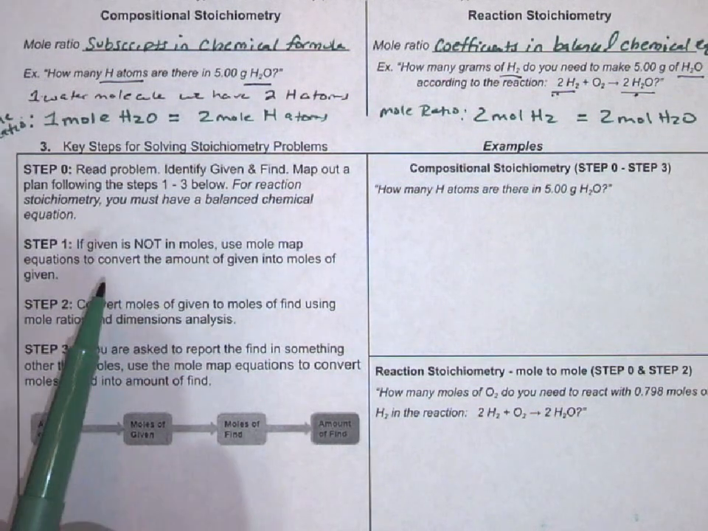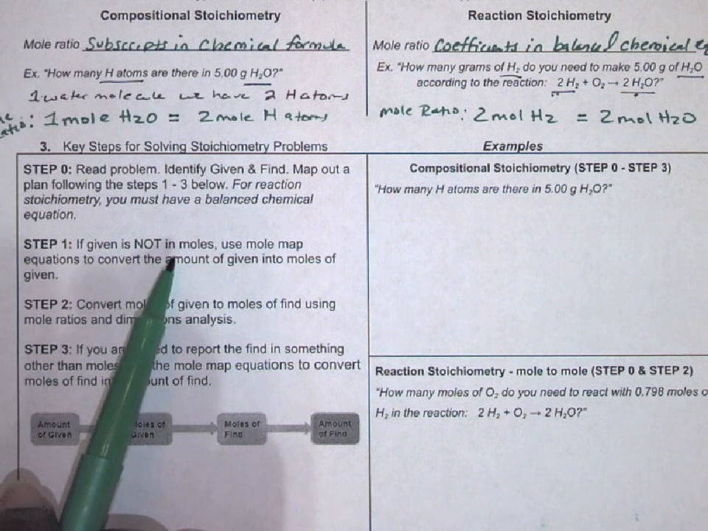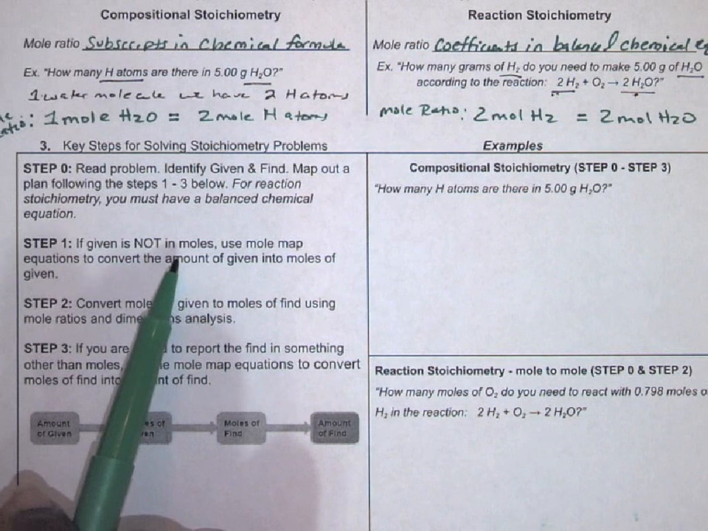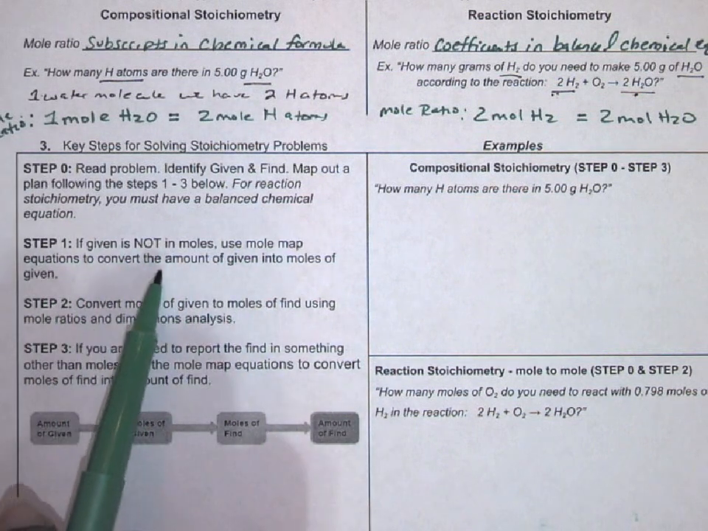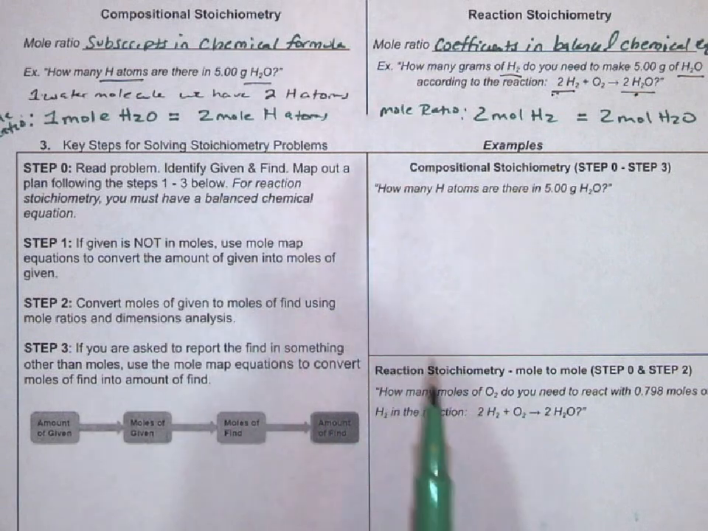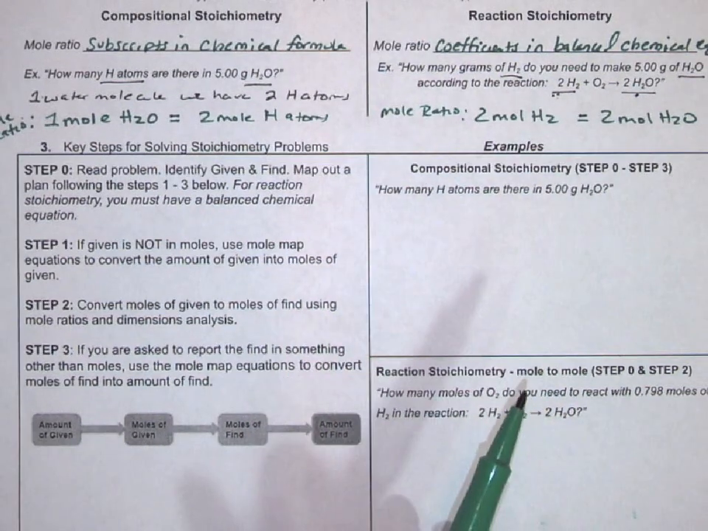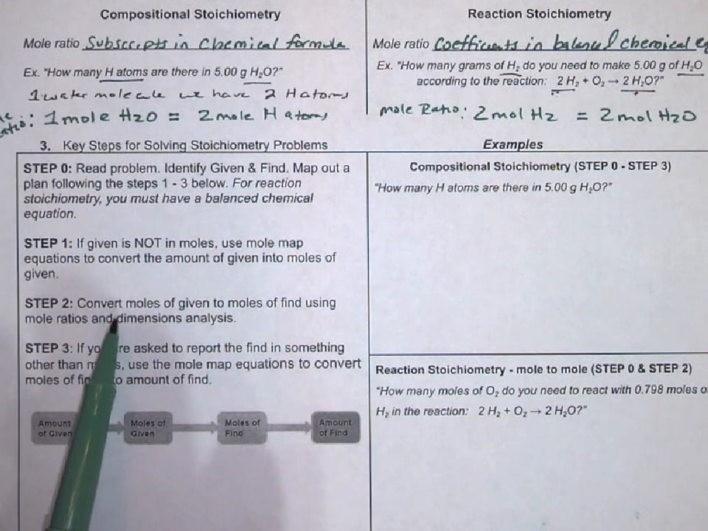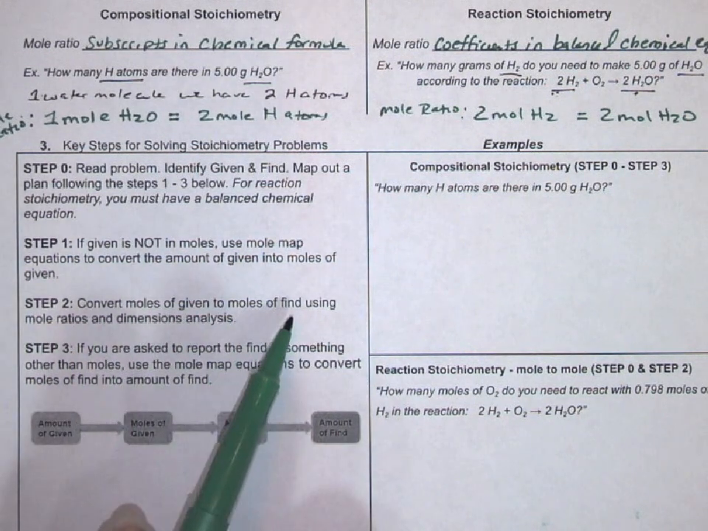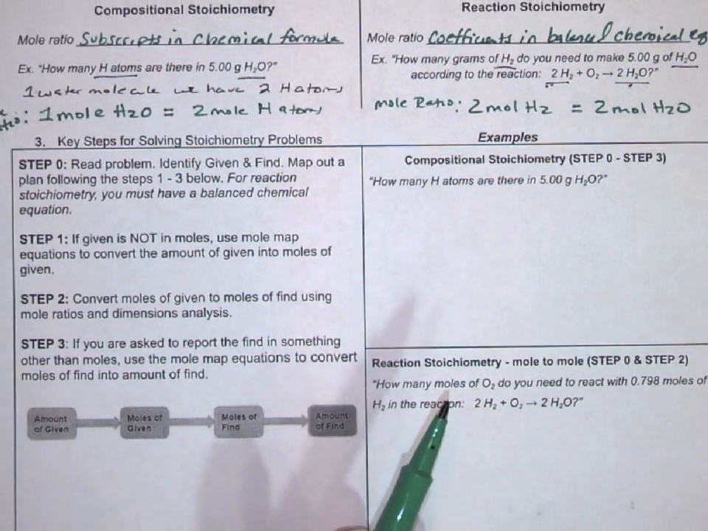All right, so here's our first step. Take a look at your given. If the given is not in moles, so the amount of given, let's say, is in grams or is in molarity, which is not moles, then you're going to use the mole map equations to convert the amount of given into the moles of given. And remember, we did the mole map last unit. Once you have your given in moles, your second step is to convert moles of given to the moles of find using your mole ratios in dimensional analysis.